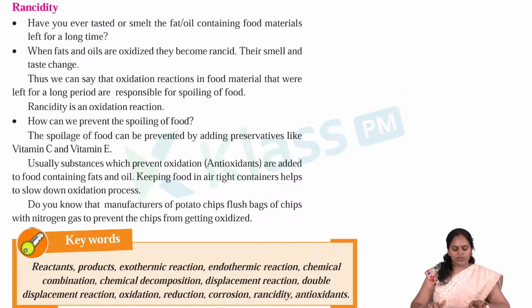These are the alloys. Some more effects of oxidation in everyday life: combustion is the most common example of an oxidation reaction. In combustion, oxygen is used, carbon dioxide is released and heat is also released.